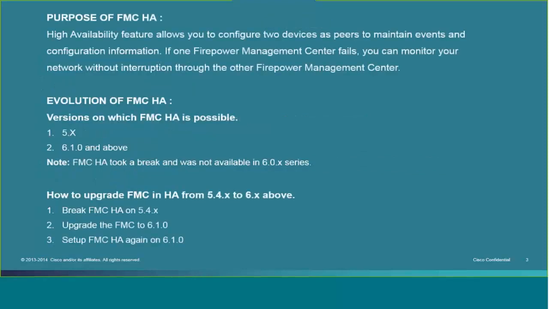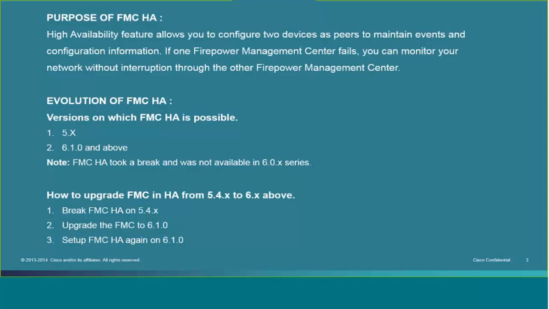Alright, so before we start, let's understand why we need the FMC HA. The purpose of high availability is to allow us to have two devices which can maintain both your event data and the configuration information, and in case one of the devices fails, the network monitoring can go on uninterrupted by using the other device.